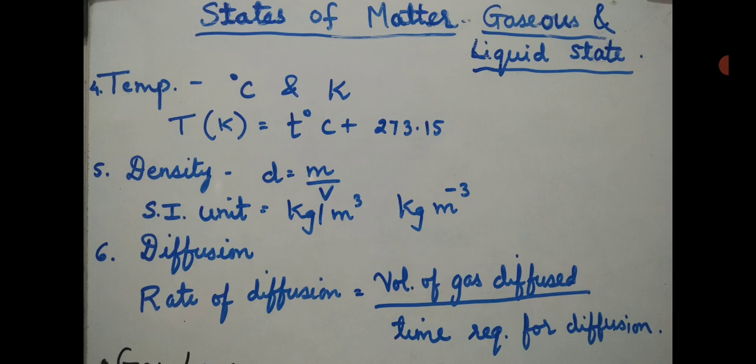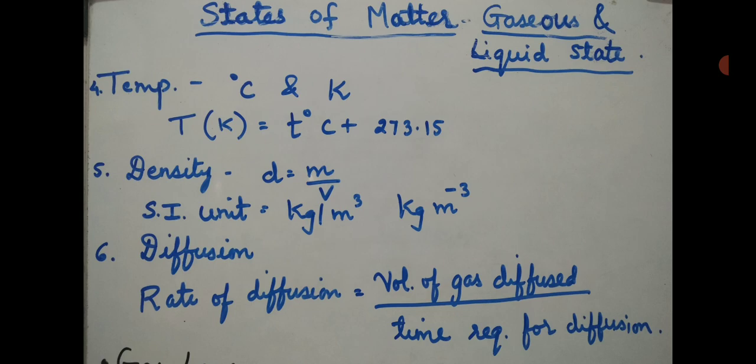Diffusion means the mixing of gas. Gases have tendency to get mixed into each other. This property is called as diffusion. So the rate of diffusion, rate of mixing, speed of mixing, every gas has a different speed. काही गॅस फार लवकर मिक्स होतात एकमेकांमध्ये, काही गॅसेसला वेळ लागतो. So the rate of mixing, rate of diffusion is equal to volume of gas diffused upon time required for diffusion.